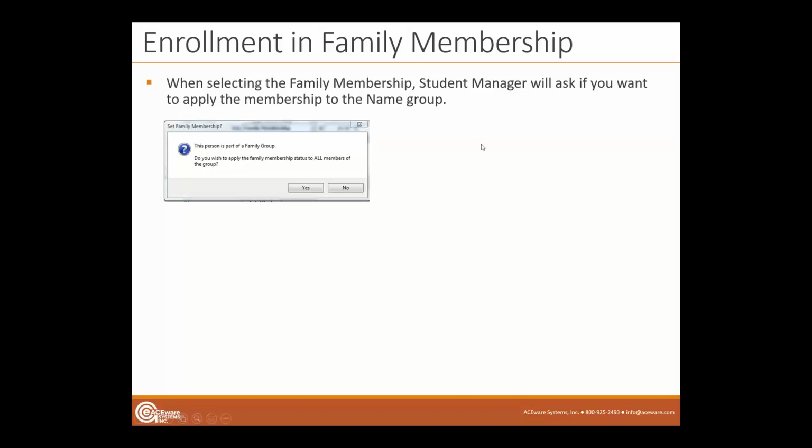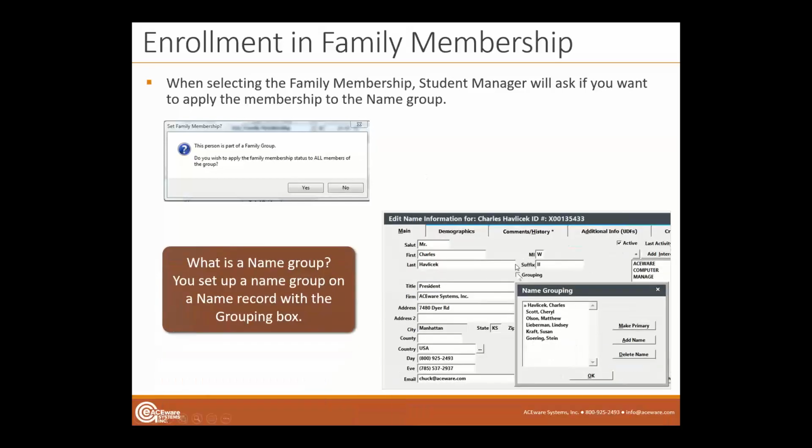When selecting a family membership, Student Manager will ask if you want to apply the membership to a name group. If you don't know what name grouping is, name grouping happens to be on the name screen. Right below the last name, there's a field called grouping. You can add as many people to a name group that you want, but only one person in that name group can be the primary.